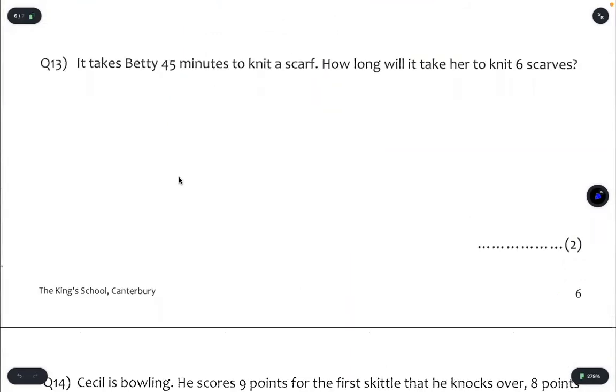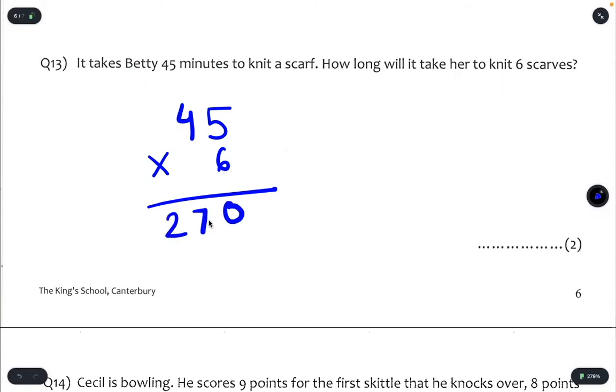Question 13, it takes Betty 45 minutes to knit a scarf. How long will it take her to knit 6 scarves? So we can do 45 multiplied by 6. That will give you the answer in minutes. So 5 times 6 is 30, which is 0 extra 3. 4 times 6 is 24. Add that 3, is 27.